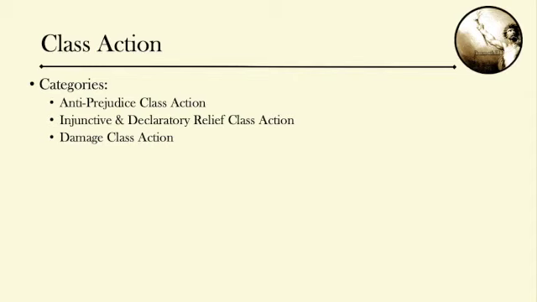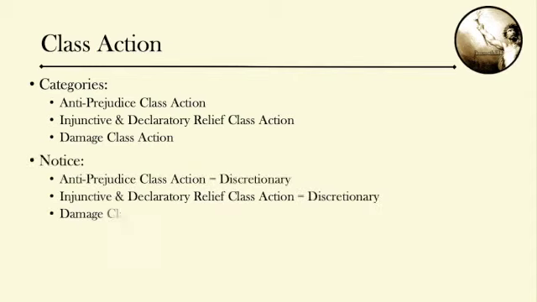Now let's discuss notice. All the members of the class need to be given notice under the damage class action, while in the other cases it's discretionary. But in the damage class action, the court has to give the best notice practicable under the circumstances, which may include also individual notice to all the members who can be identified through a reasonable effort.